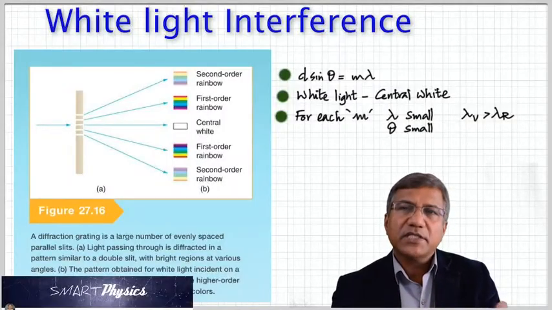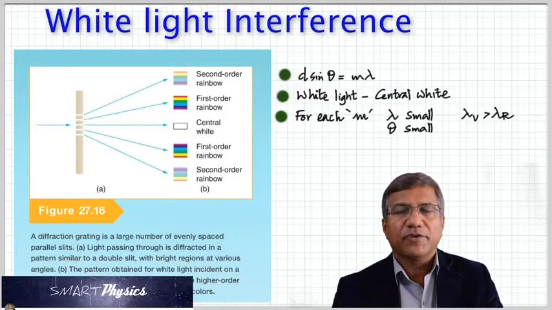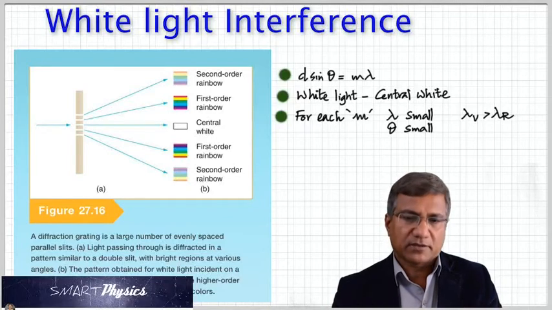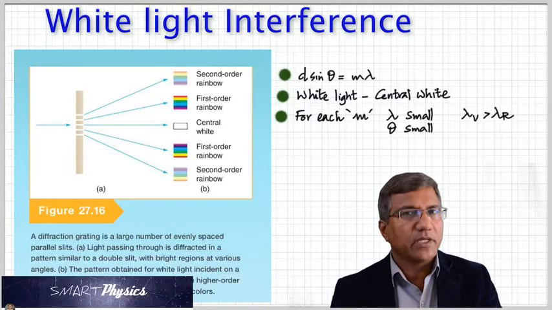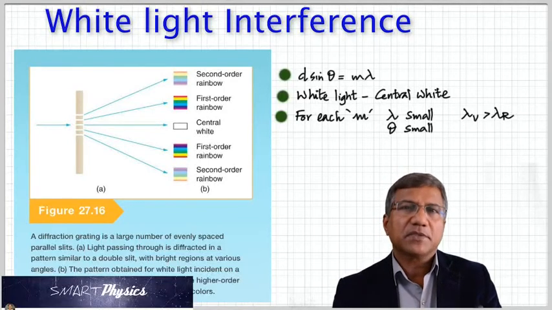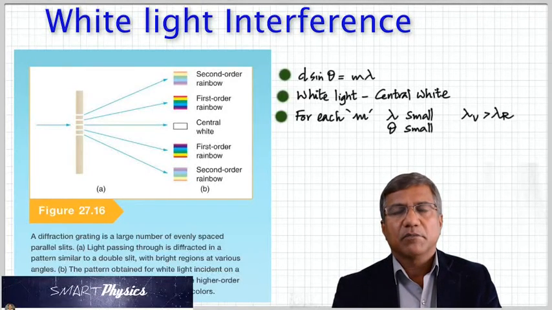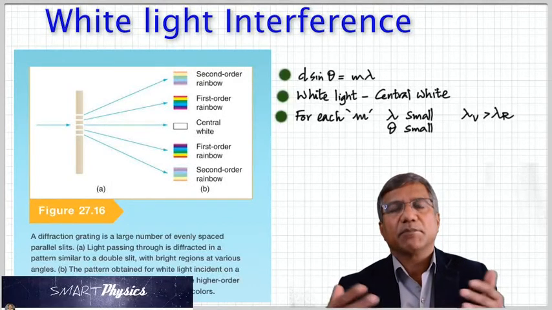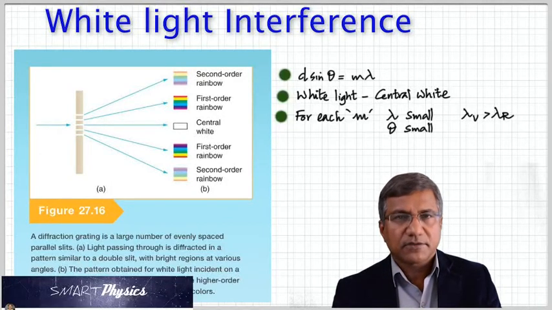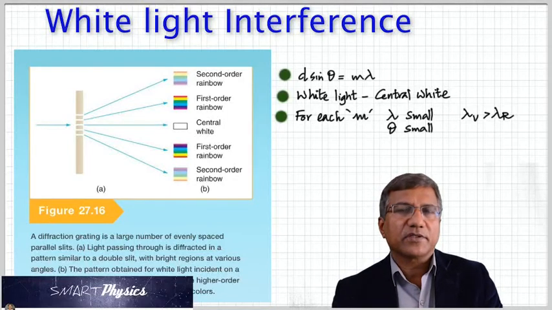Now, in all of these discussions that we had, we were talking about monochromatic light. That means light having a single wavelength. It was either blue or red or green or whatever. But what happens if you substitute monochromatic light with white light? Now, white light is a mixture of many wavelengths. So now the interference pattern is going to change.